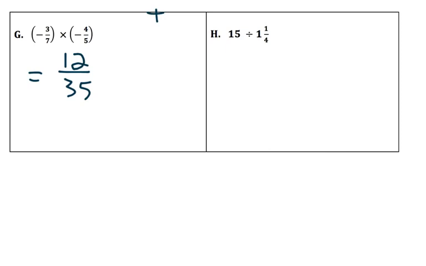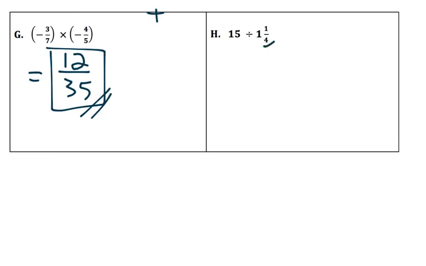And then I actually can't simplify that because you can't find a common factor of 12 and 35 except for 1. I hope these problems are getting easier and easier for you. If at first you were a little confused, they're really not too tricky. However, H might be a little tricky because we don't really have fractions. We have a whole number divided by a mixed number.